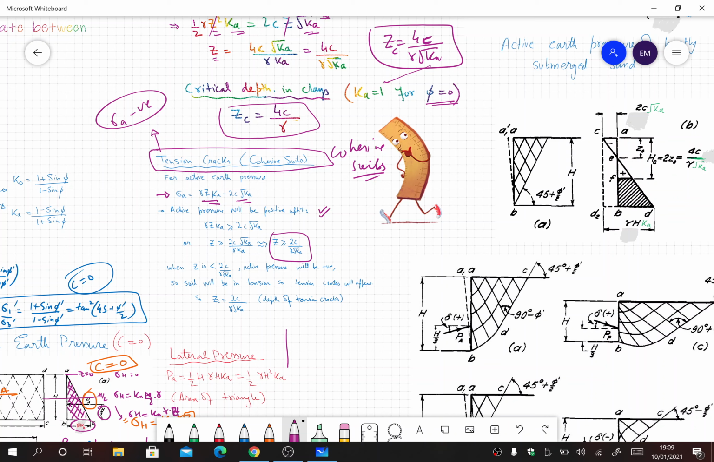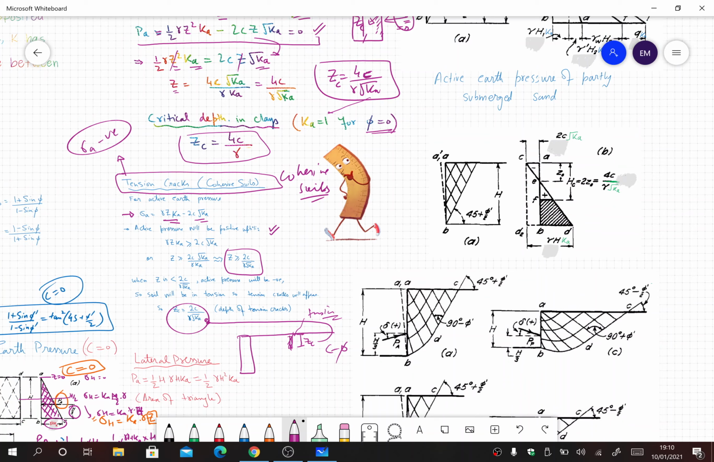To explain this, if this is a retaining wall and this is a c-phi soil, then up to a depth of Zc, equal to 2c over gamma root Ka, we will have tension cracks. Up to this depth there will be tension cracks. So this is how we calculate the depth of the tension crack, 2c over gamma root Ka.